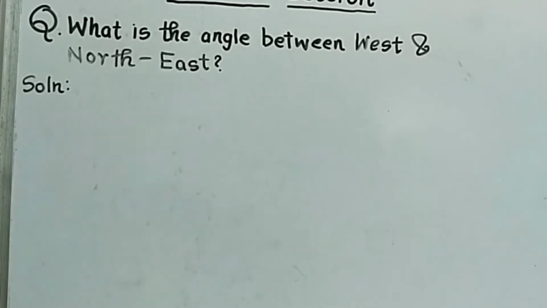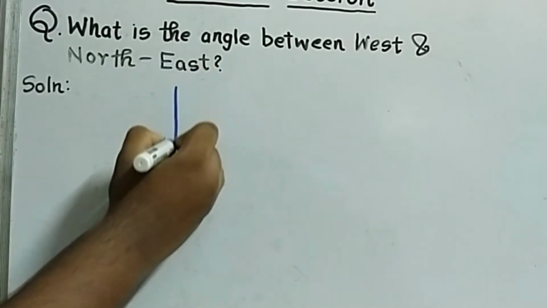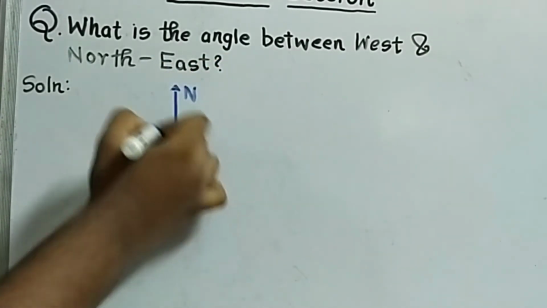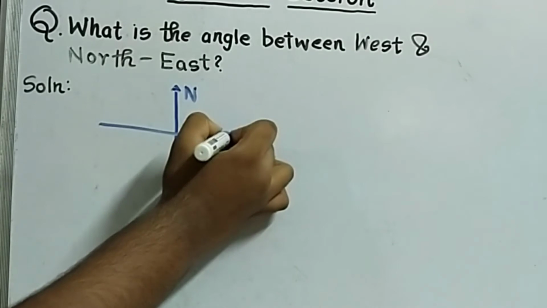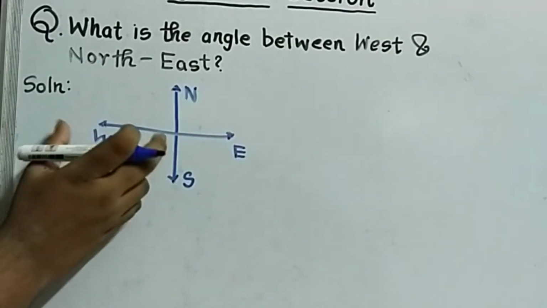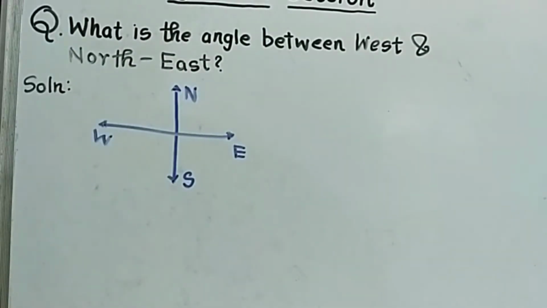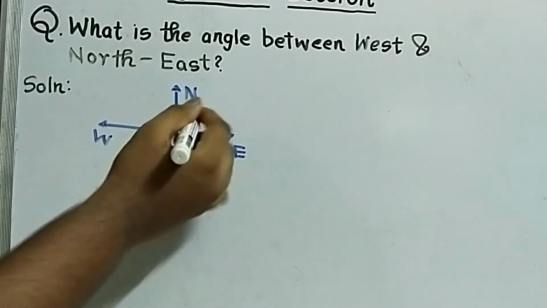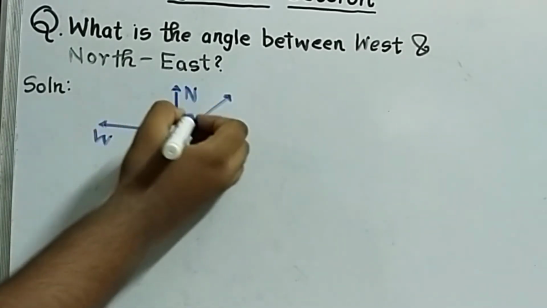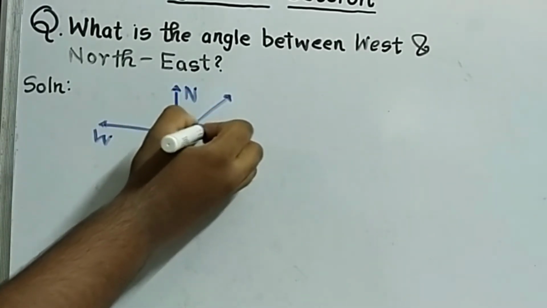So this is our next question. What is the angle between west and northeast? Here we have to take our compass in our mind and see where the angles are. We can see this is north and this is south, and this is west and this is east. So we have our west direction, and northeast, we know that northeast is just between north and east, and it makes an angle of 45 degrees.